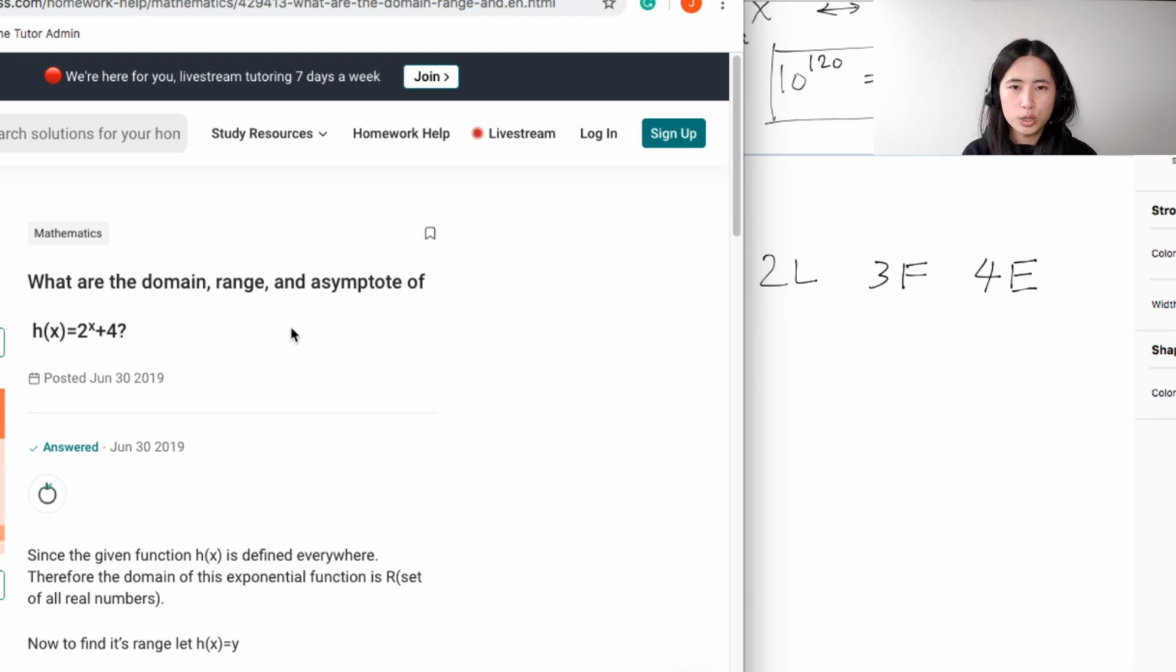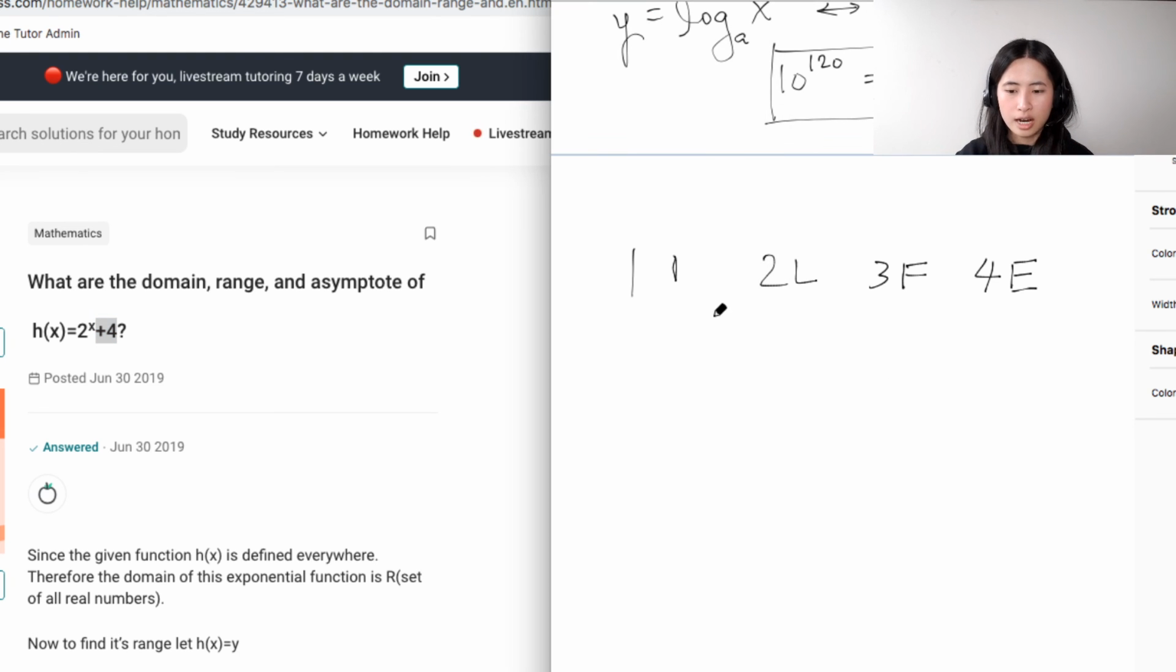However, for the range, it's going to depend on your translation. So if you were to look at h of x equals 2 raised to the power of x plus 4, if this positive 4 did not exist, if this was just h of x equals 2 raised to the power of x, we're going to say that the range is y greater than 0. That means it's 0 to positive infinity. And the reason for that is because you have a horizontal asymptote at 0 if this 4 didn't exist.